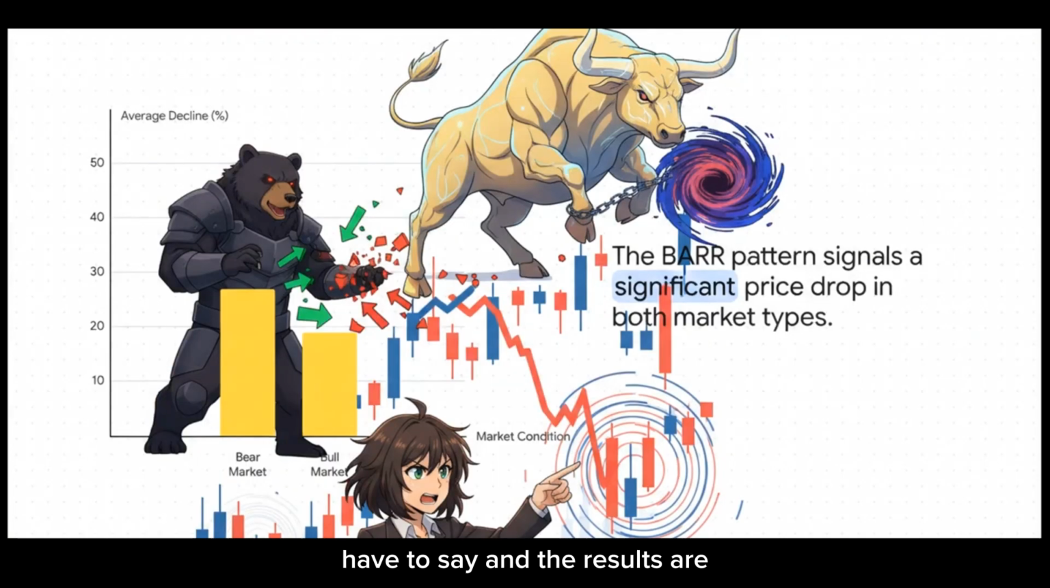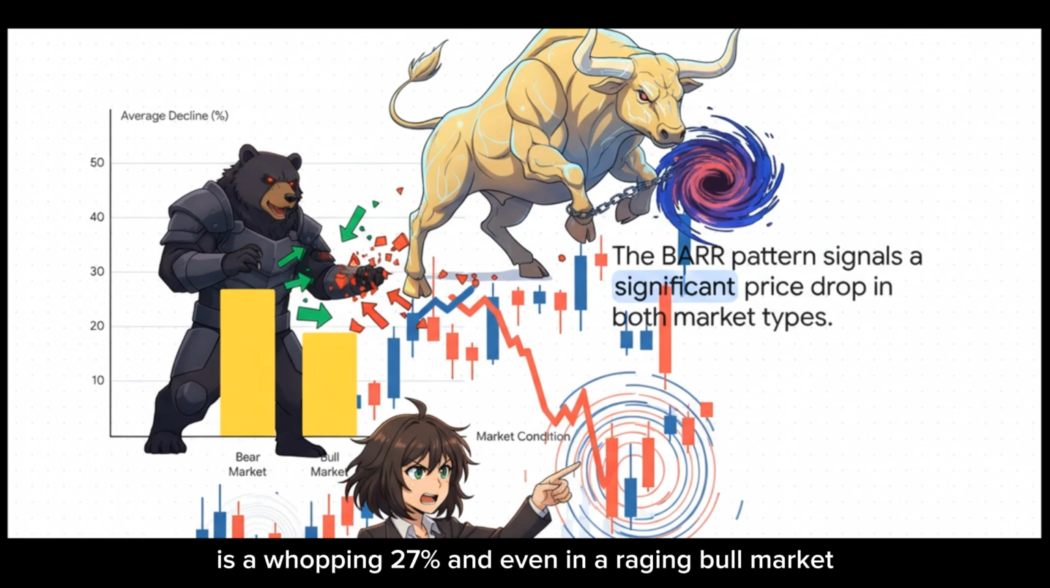And the results are, well, they're pretty darn compelling. In a bear market, the average drop after a confirmed BARR pattern is a whopping 27%. And even in a raging bull market, you're still looking at a very respectable average decline of 19%. These are not small moves.